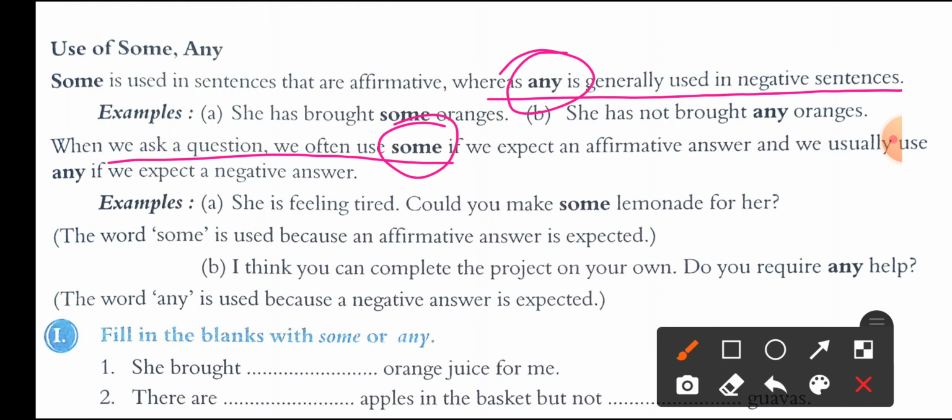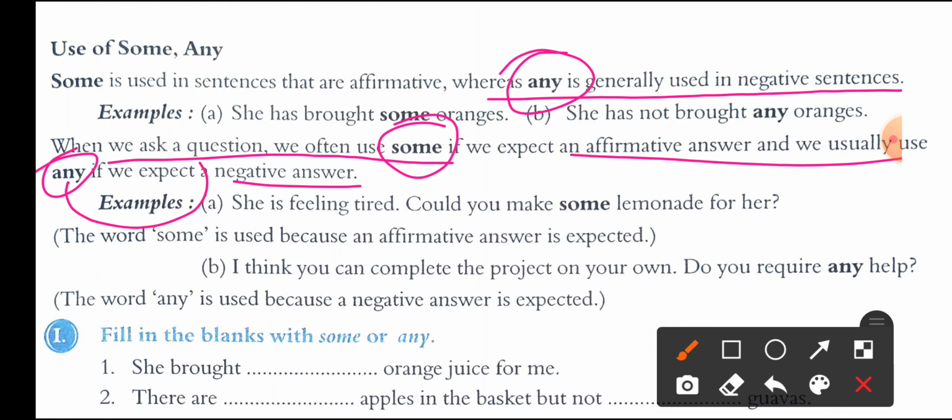So when we ask a question, we often use some. If we expect an affirmative answer, we shall use only some. We usually use any if we expect a negative answer. लेकिन अगर पॉजिटिव आंसर पूछ रहे हैं तब हमें वहाँ पे सम ही करना है. नेगेटिव आंसर के केस में हम लोग एनी करेंगे और एक्सपेक्टेड पॉजिटिव आंसर के केस में हम लोग सम कर सकते हैं, राइट.